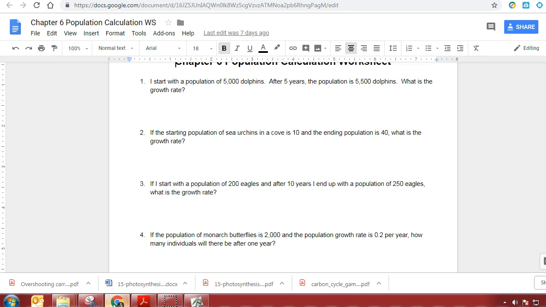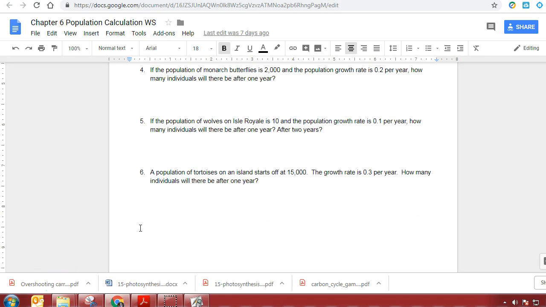Okay, number 5, scroll down here. If the population of wolves is 10 and the growth rate is 0.1 per year, how many individuals will there be after 1 year? So I'm going to take what times what? 10 times 0.1? So I end up getting 1, right? So how many wolves are there going to be after a year? 11, right? Because we added 1 to the 10.